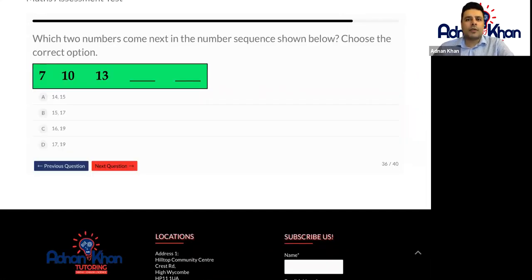The next 4 questions: which 2 numbers come next in this number sequence below? So let's go to a few of you to find the answer for this one. Let's go to Emily again. Hi there, Emily. Hi there. So we're just trying to find out the 2 blanks here. So what do you add to 7 to get the answer 10?